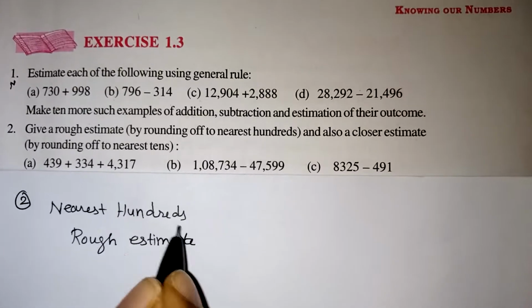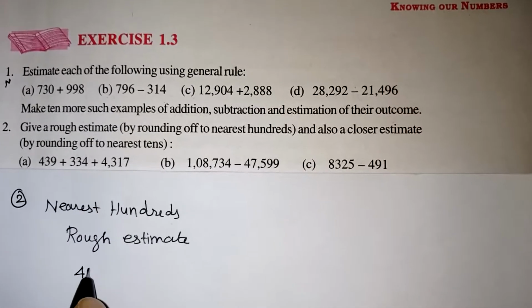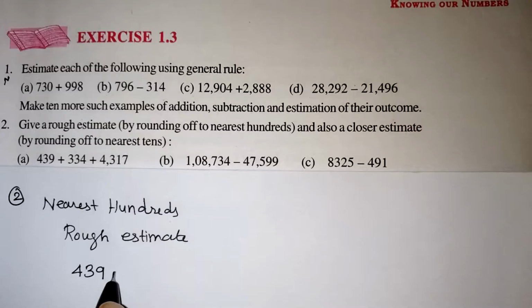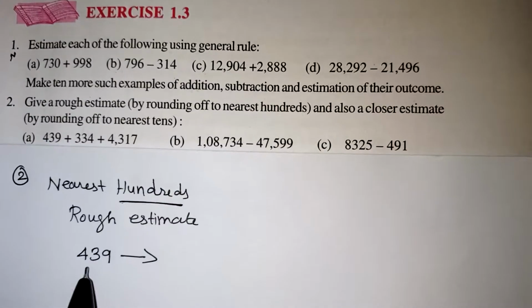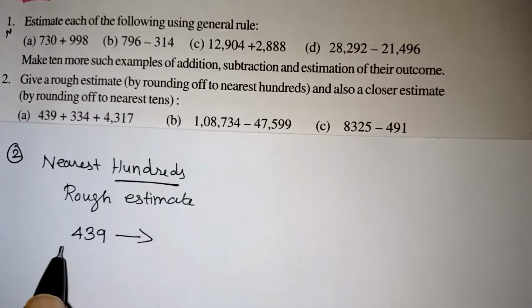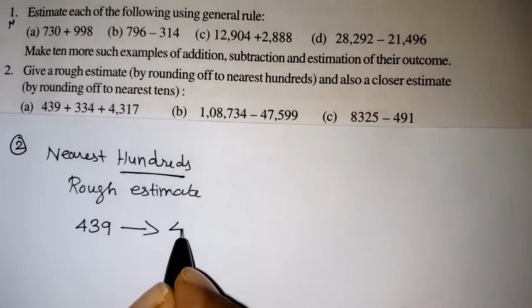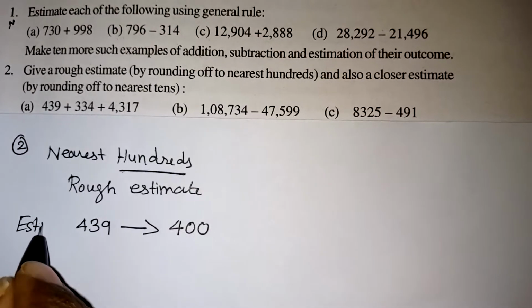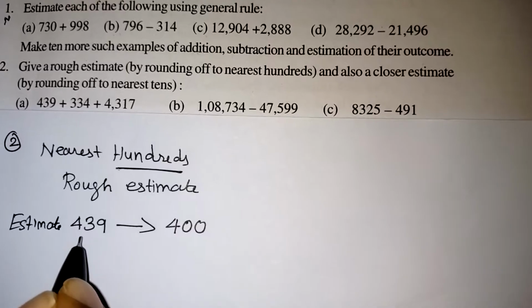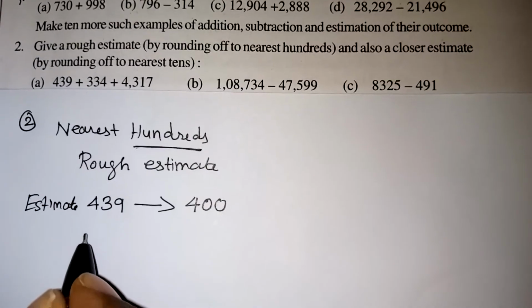Rough estimate. First problem. They have given us 439. Nearest to 100 will be, this is 400 and 500, nearest. So 400 will be the nearest value. So 439 will be taken as 400. The estimate of 439 is 400.